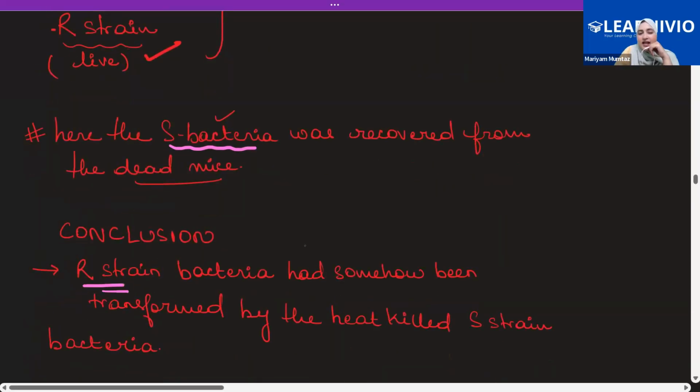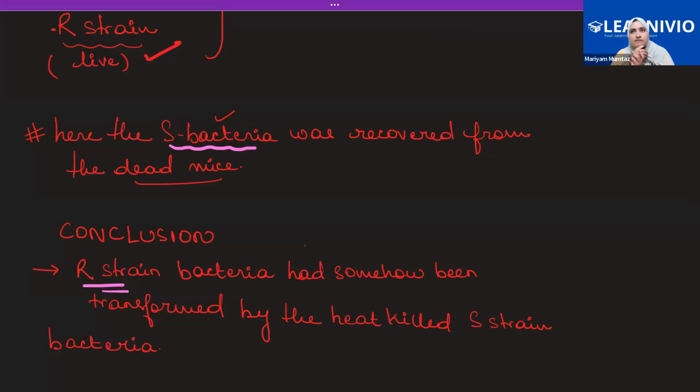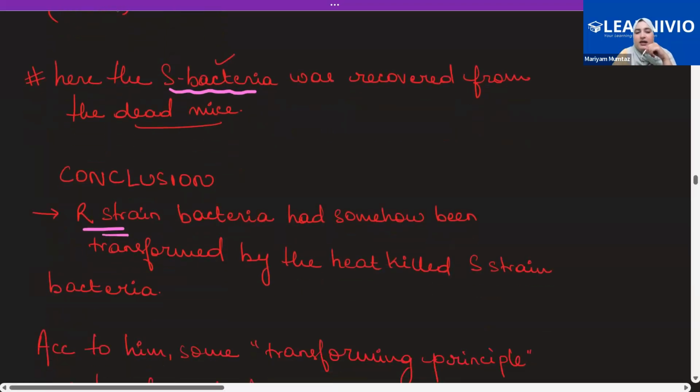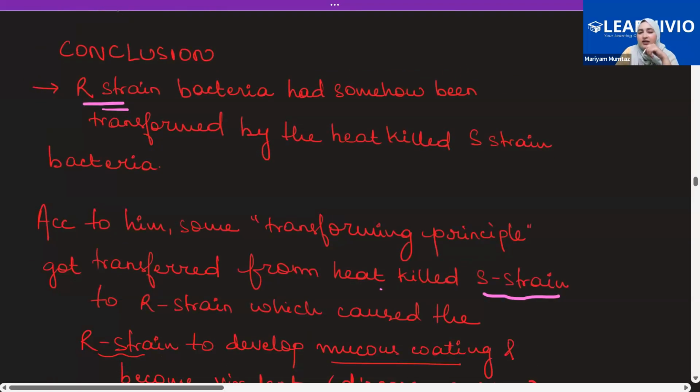How? The S strain bacteria was actually recovered from that dead mice. So how was it there? The DNA present in the heat killed S bacteria reacted with the R bacteria. What happened is that even though the S strain had been heat killed, it transformed the R strain and made it virulent. That is why, when the heat killed S strain was given to the mice along with the living R strain, the mice died. So the R strain had been transformed by that heat killed S strain bacteria.